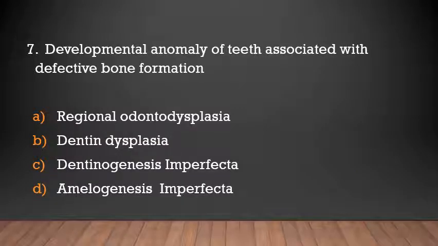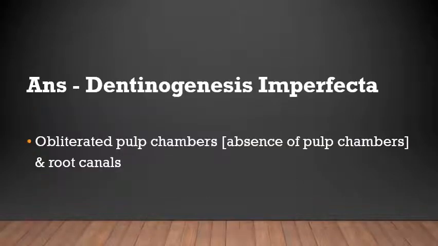Developmental anomaly of teeth associated with defective bone formation: regional odontodysplasia, dentin dysplasia, dentinogenesis imperfecta, amelogenesis imperfecta? Dentinogenesis imperfecta is associated with defective bone formation. Another important clinical feature is obliterated pulp chamber and root canals.